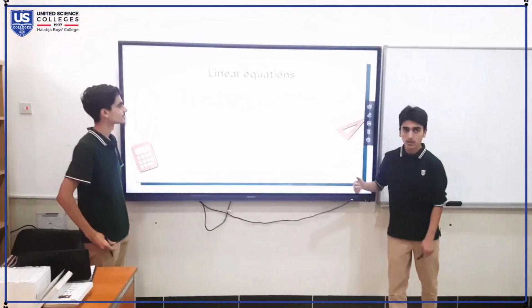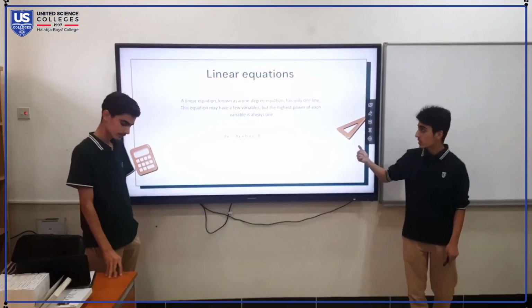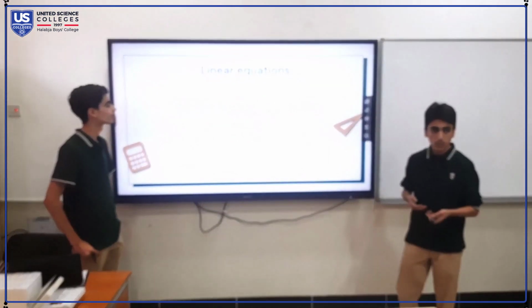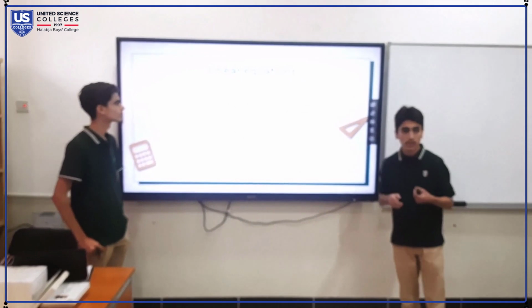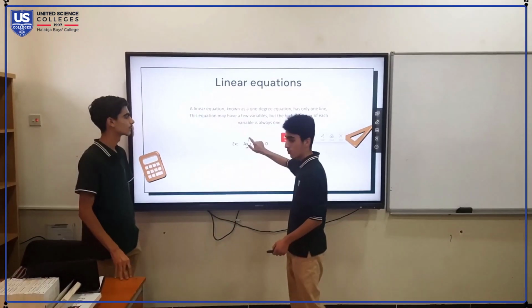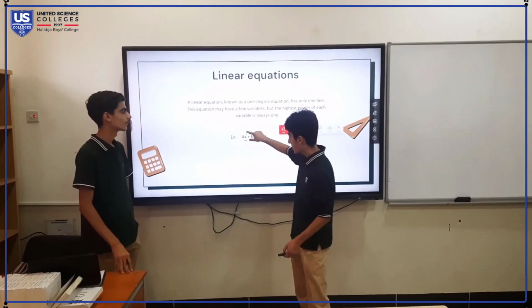The first of the four types of equations is the linear equation, which we are currently studying. This equation, which we call a one-degree equation, has the highest exponent of x equal to 1, like here. We can also have the highest exponent of x equal to 0.